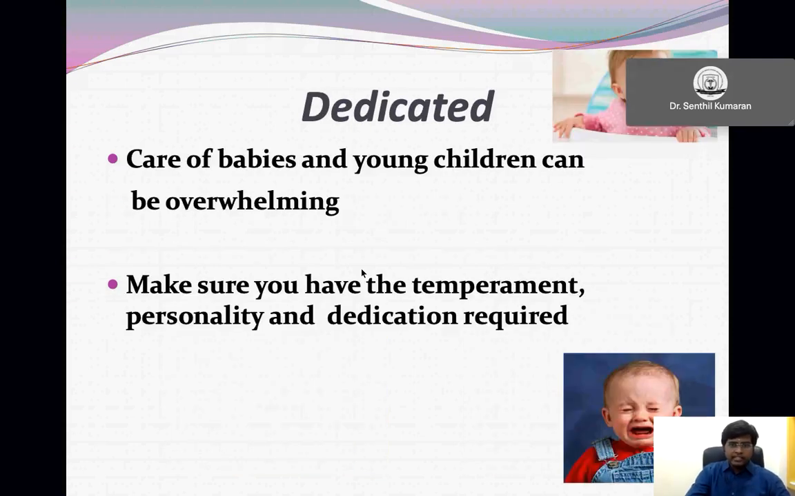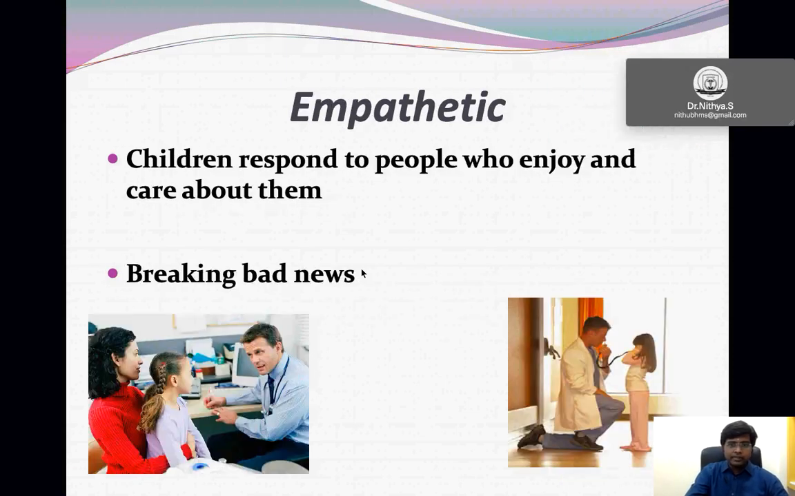And we should be dedicated, as I have already told. So we should be able to deal with cranky children, and we should be empathetic. That means we should go to the level of the child to understand the problems that the child is facing. And breaking bad news is again a very big issue. For example, the child might be suffering from juvenile idiopathic arthritis, or probably a terrible cancer. So you should be able to deal with those situations with great empathy.